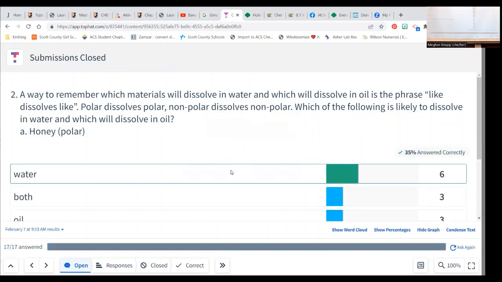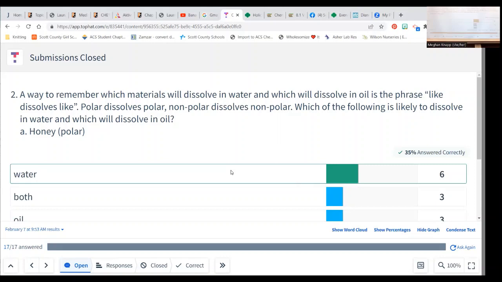All right, so water is the correct answer on this one. We had a range of answers here, but most people got water. Most people who had the whiteboards also said water, so that's good. Okay, so how do we know honey is going to dissolve in water? Because both of them are polar.